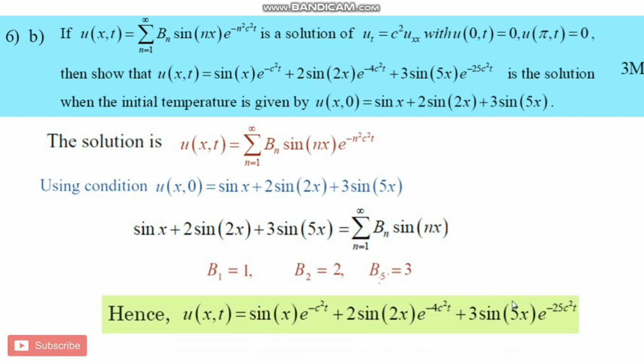Hence, the required solution to the heat equation with this initial temperature condition, u of xt equals to sin x e power negative c square t plus 2 sin 2x e power negative 4 c square t plus 3 sin 5x e power negative 25 c square t.